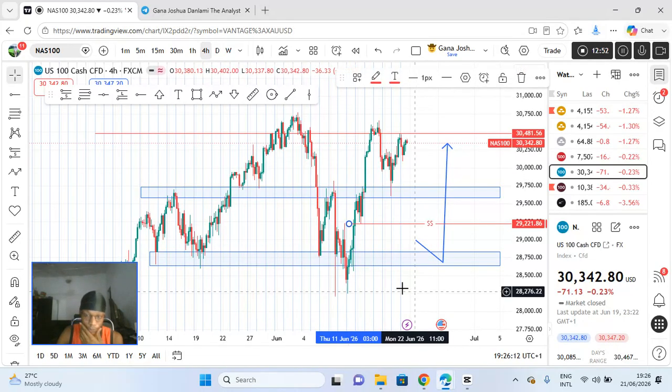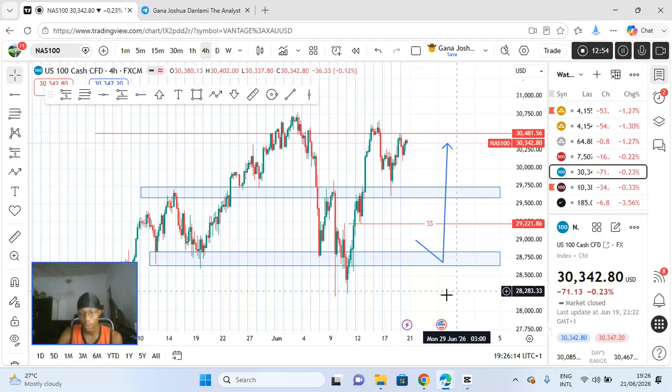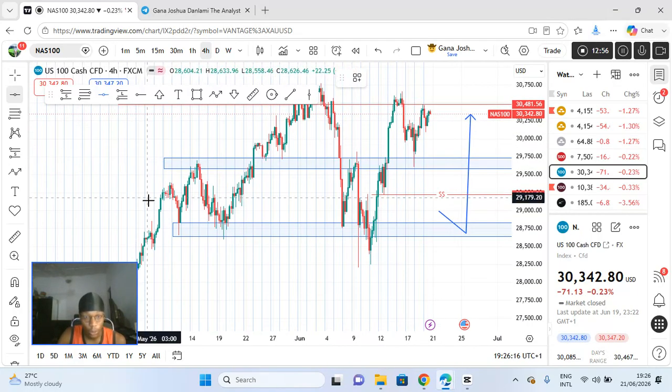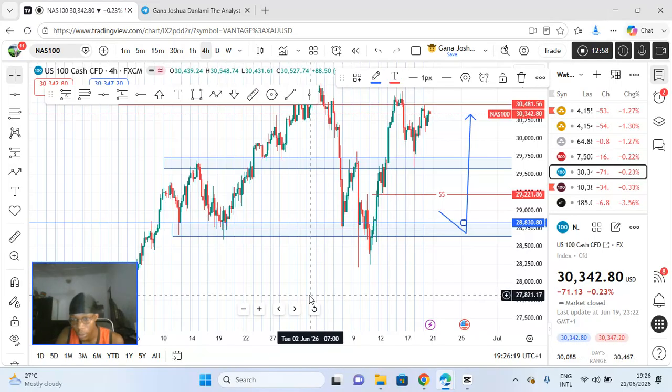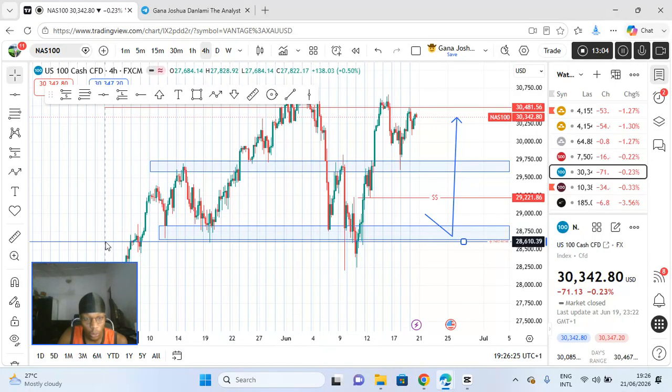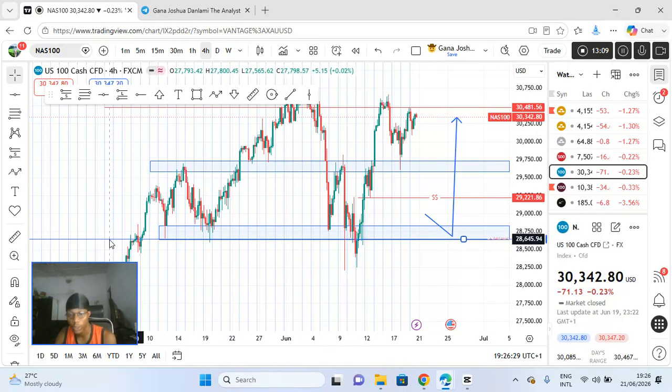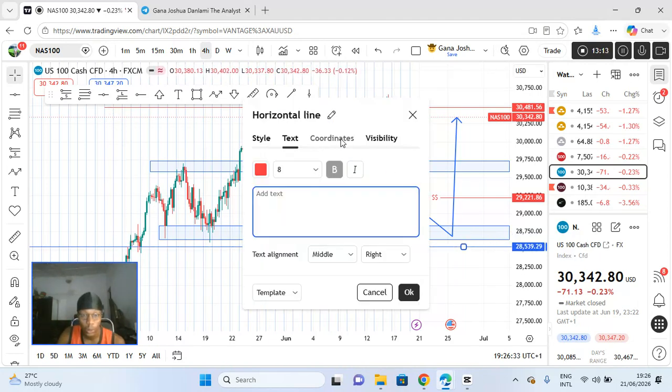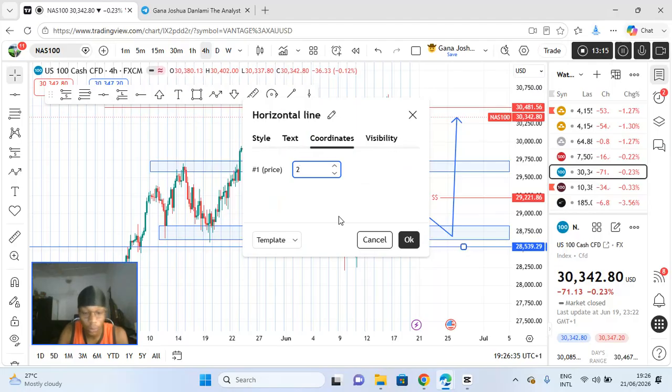Always know that. So that leaves us at a price level of around 28,000 zone to 28,500 level.